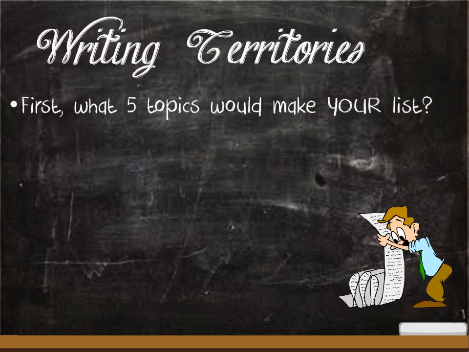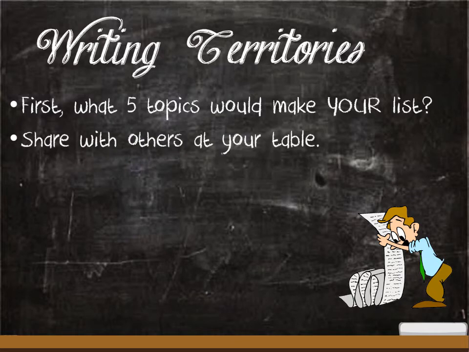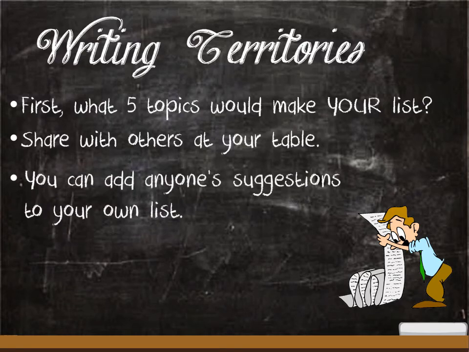First, what 5 topics would make your list? You might consider some of the topics I mentioned earlier, or choose some of your own. Share your list with other people at your table when you're finished with that, and go ahead and share with the whole class. You can add anyone's suggestions to your own list. It doesn't matter, the more ideas you have, the better, because you'll have more things to write about later.